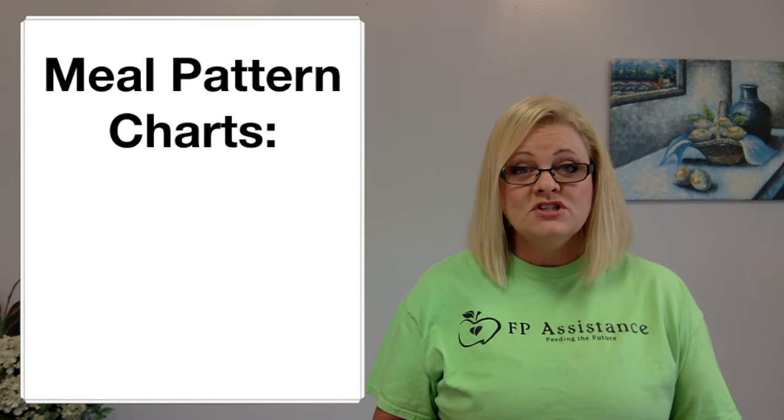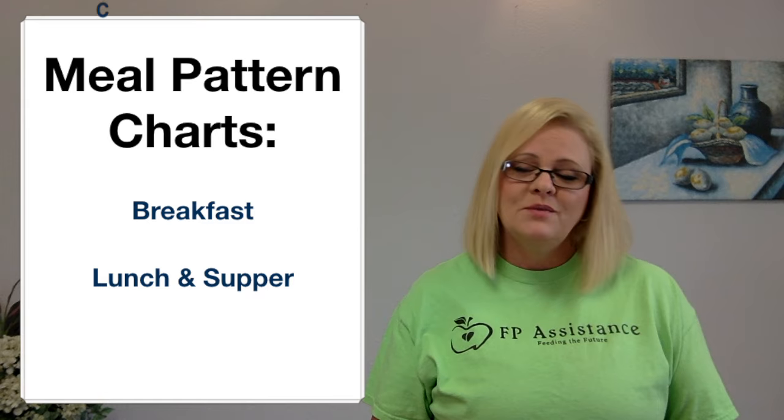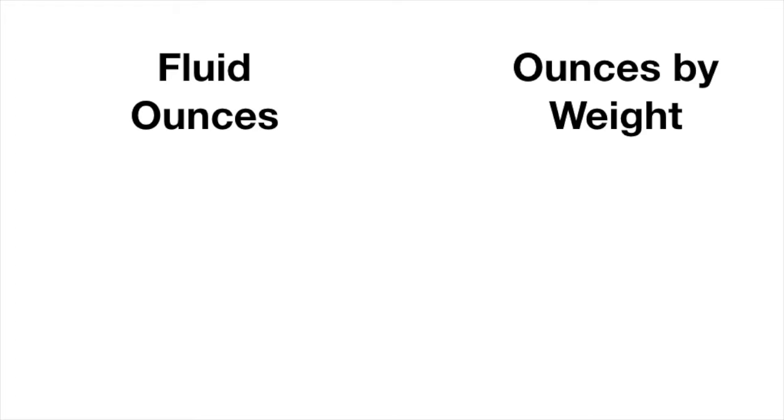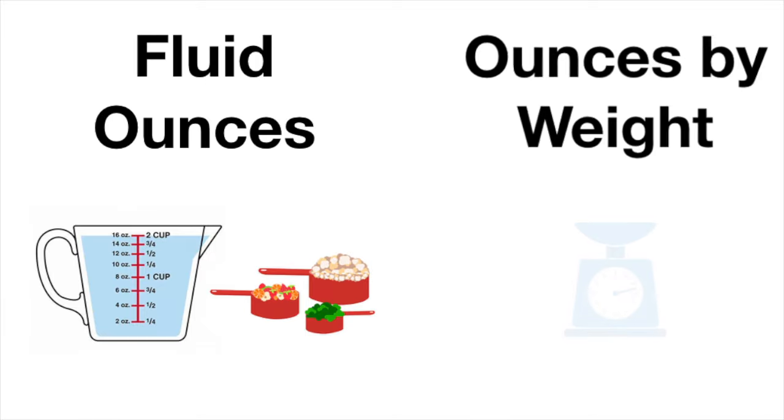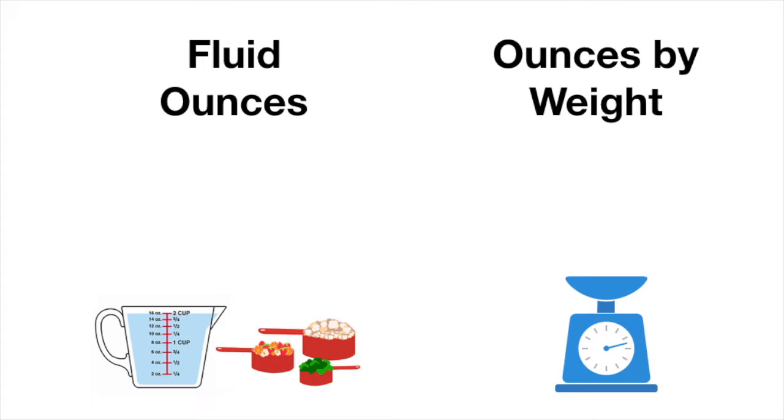There are 3 different charts. There's one for breakfast, one for lunches and suppers, and then one for all of the snacks. One thing we must understand is the difference between fluid ounces and ounces by weight. The English language uses the same word, but it means 2 different things.